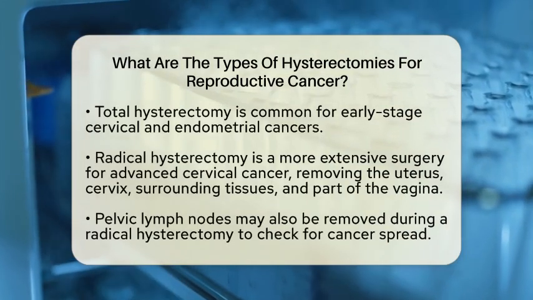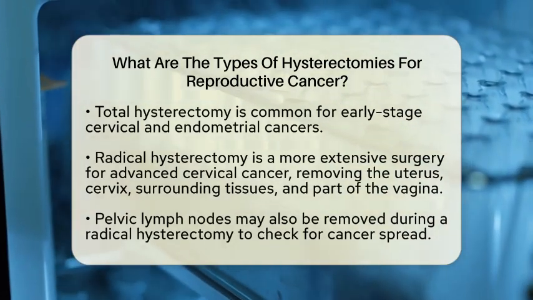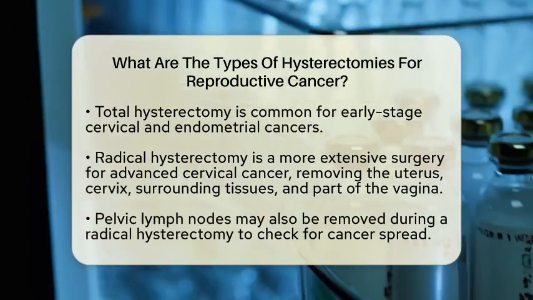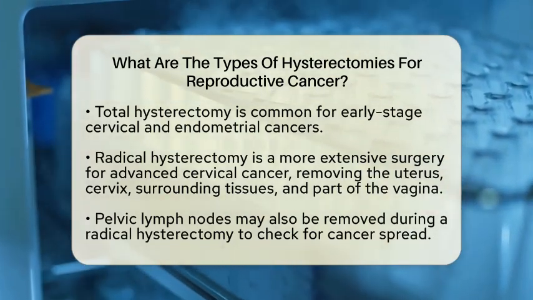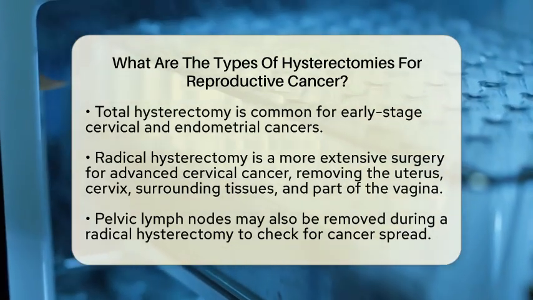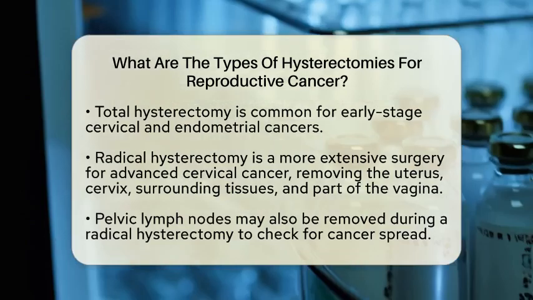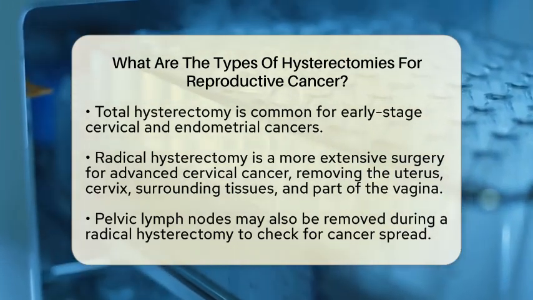Next is the total hysterectomy, which involves removing the entire uterus along with the cervix. In this case, the ovaries and fallopian tubes are usually left intact unless there are specific reasons to remove them. This is the most common type of hysterectomy for early-stage cervical or endometrial cancer.